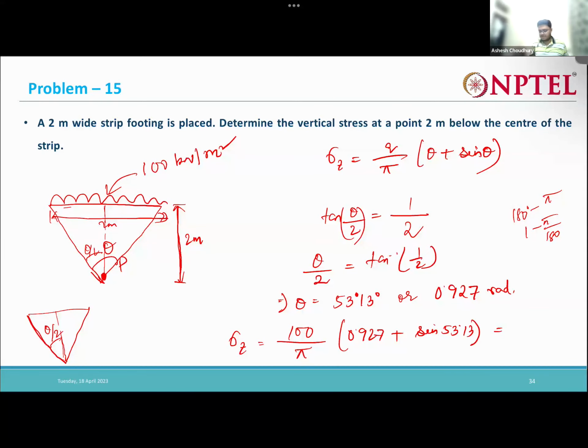Okay, so this will give the result, 54.97 kilometer per.